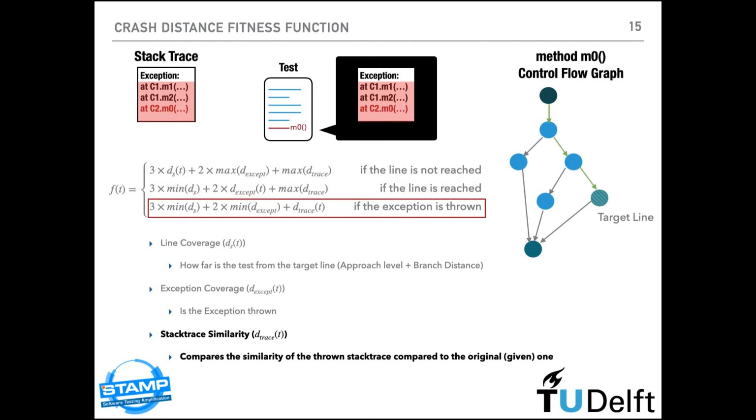Here we know that we have a thrown stack trace after covering the target line, so it's time to compare the other frames of the stack trace thrown by the test with the frames of the given stack trace. If they are the same, the last heuristic is fulfilled and the fitness value will be 0.